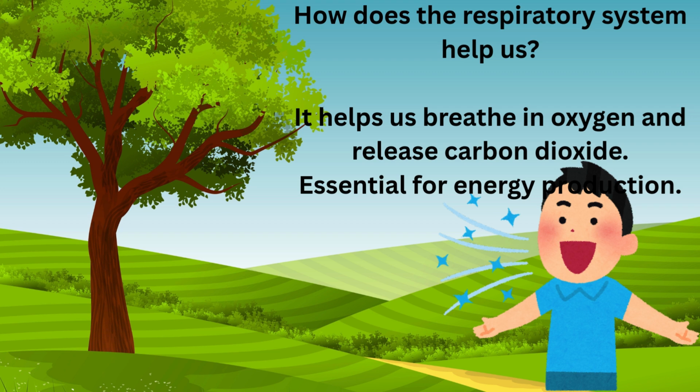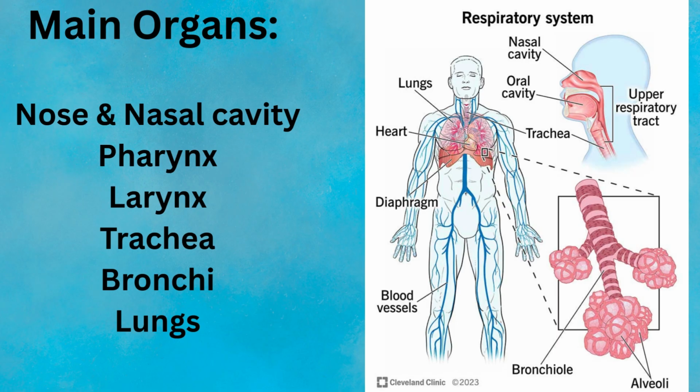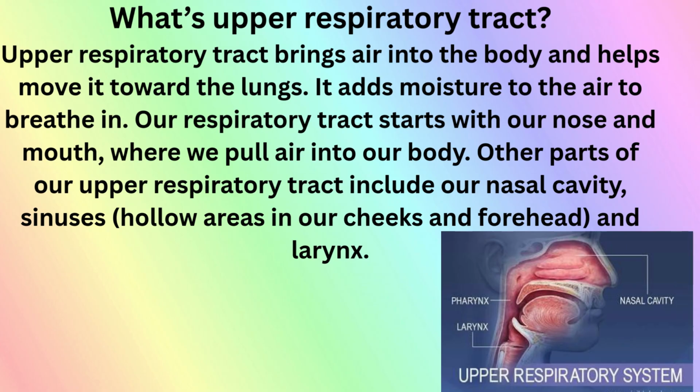Essential for energy production. Main organs: nose and nasal cavity, pharynx, larynx, trachea, bronchi, lungs. What's upper respiratory tract? Upper respiratory tract brings air into the body and helps move it toward the lungs. It adds moisture to the air to breathe in.